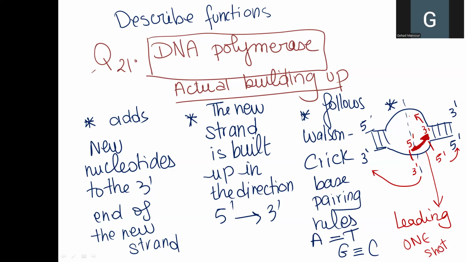Whereas the other strand would be built up again in the direction 5 prime to 3 prime, and we'll be explaining this in full detail on the second screen. But because this segment has been built up in fragments, and because it is built up after the first one, we call it the lagging strand. So the leading strand is built up in one shot, whereas the lagging strand is built up in segments that are called Okazaki fragments, and we will be explaining this on the next slide, which is a continuation of the answer of question number 21.